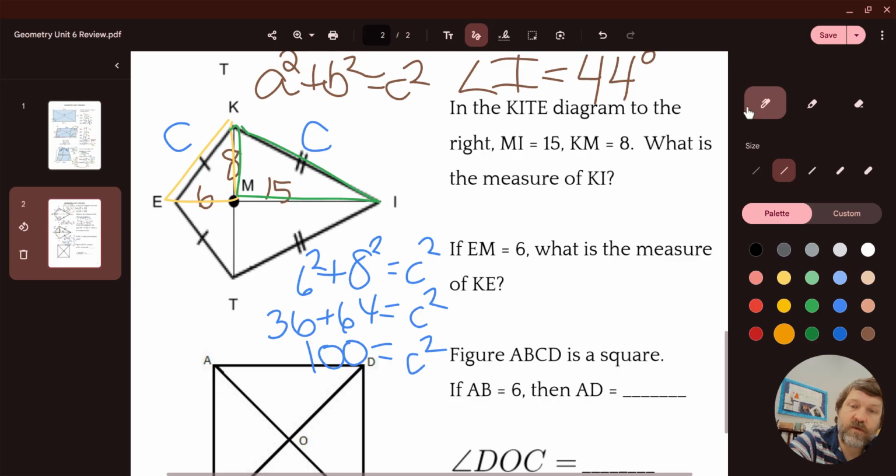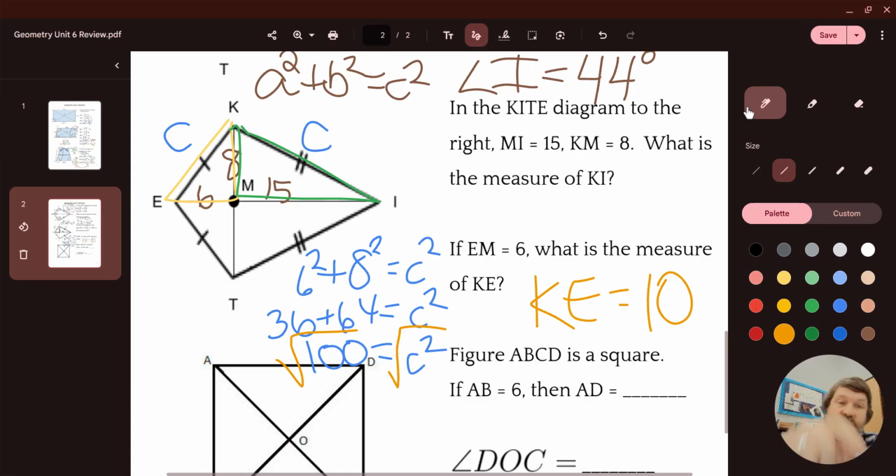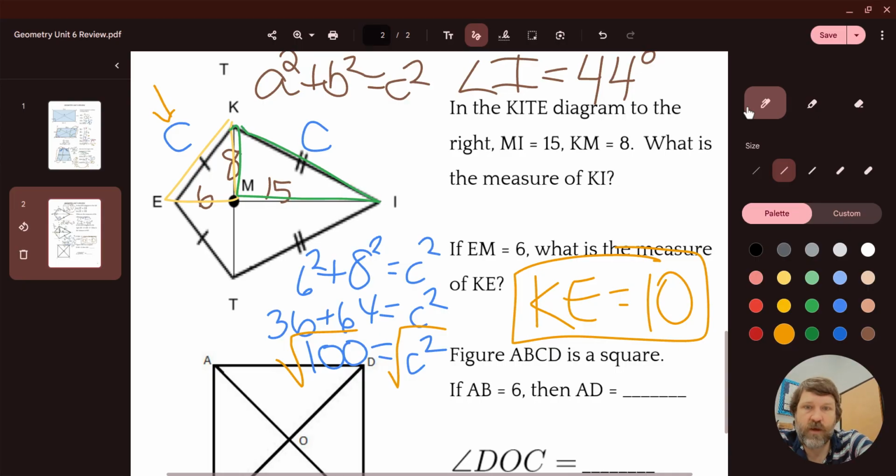And then the very last thing you do to solve this is you take the square root of both sides. You can do that in your calculator, and you'll get that KE equals 10, because the square root of 100 is 10. And so that's the measure of this C right here, because that's the one I used 6 and 8 to find. And so I did the second one, but it's the same exact process for the green triangle. You use 8 and 15 as A and B, and you just do the Pythagorean theorem. So I'm not going to go over that a ton because we did that in a previous unit, so you guys all know how to do that.